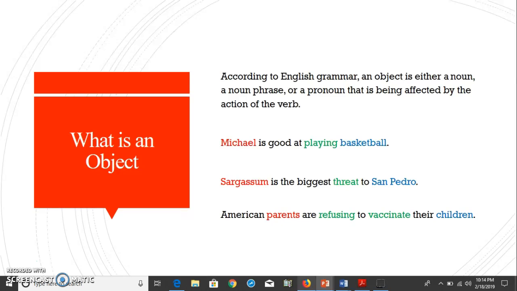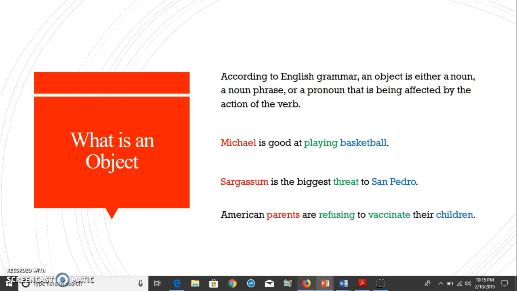The ability to differentiate subject and object all relies on identifying what the verb in a sentence is. The verb plays a crucial role. Let's go to the second sentence. Sarcasm is the biggest threat to San Pedro. The verb is threat. Who or what is the biggest threat? Sarcasm. What is sarcasm a threat to? San Pedro. San Pedro is the object. It is being affected by the verb of the subject.